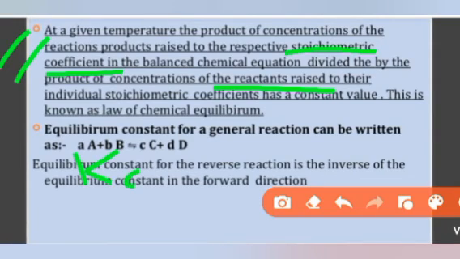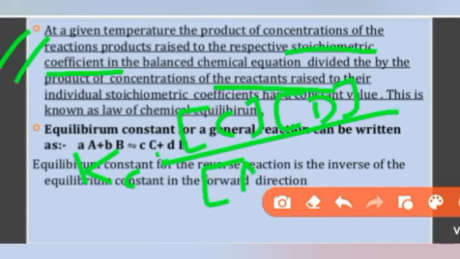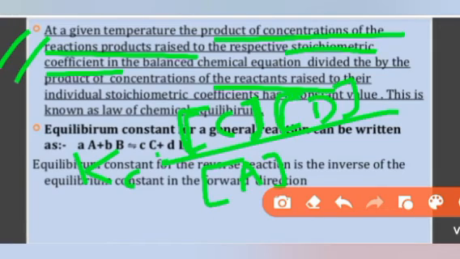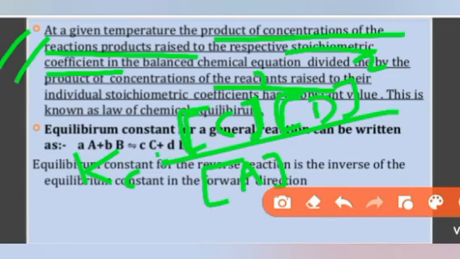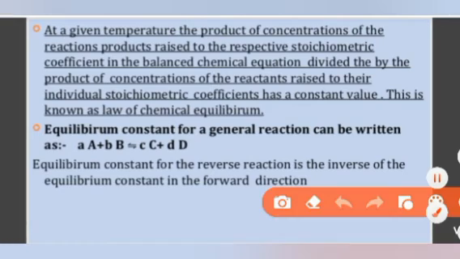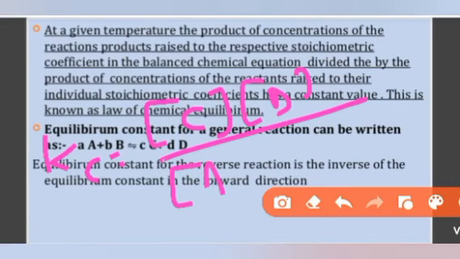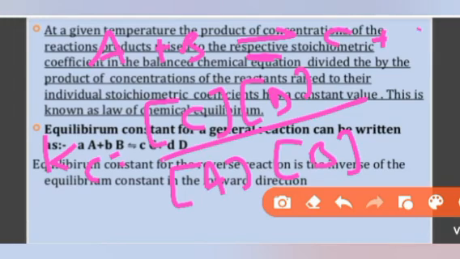So what is the Kc? Kc is the product of the concentrations of the reaction products. This bracket denotes concentration. This is the concentration product raised to the respective stoichiometric coefficient. If any coefficient is there, it needs to be raised as a power. So if I say Kc is equal to CD upon AB, if the reaction is A plus B giving C plus D.